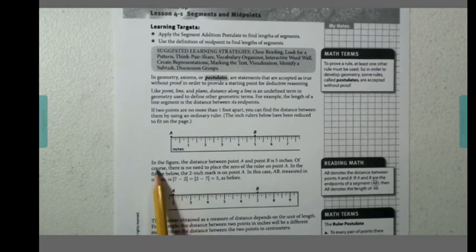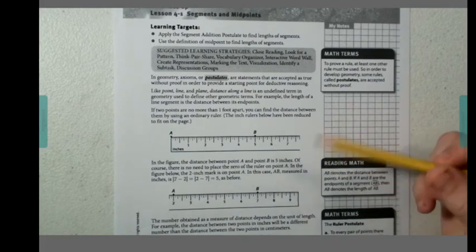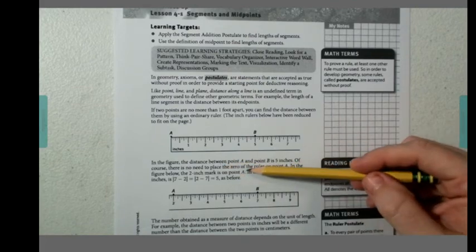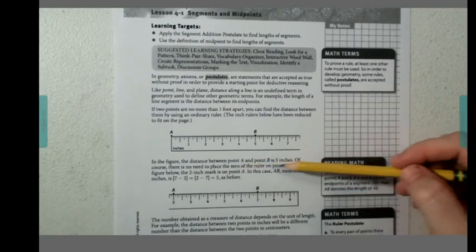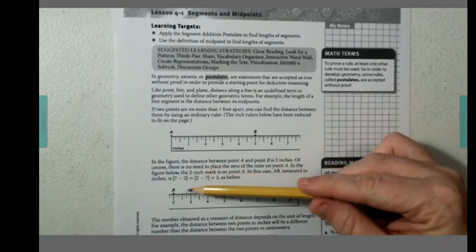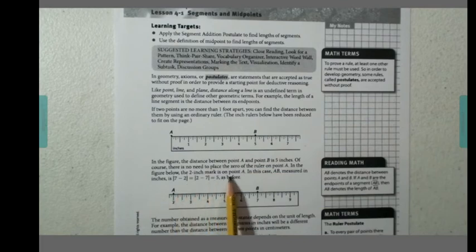Okay, it says in this figure below, the distance between point A and point B is 5 inches. Or sorry, the one above this picture. Of course, there's no need to place the 0 of the ruler on point A. In the figure below, the 2-inch mark is on point A. In this case, AB measured in inches is |7 - 2|, which equals |2 - 7|, which is 5, as before.